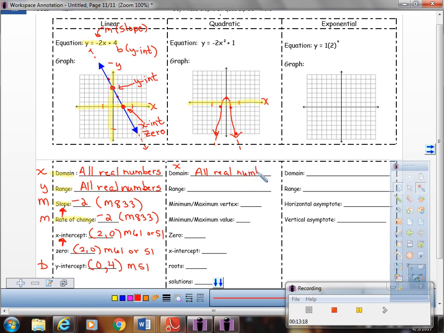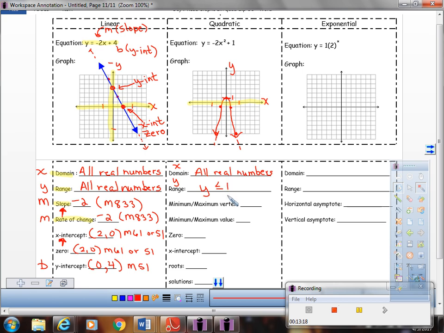Now, what about the range, though? Because on the linear, it was all real numbers for both, but look at the range. What's the lowest it goes, and what's the highest it goes? The lowest it goes, there's no limit, right? It's not going to stop here, it keeps going. But the highest it goes is right here. 1. So at 1. So how could we describe that? Like if I wanted to describe what y numbers I'm going to use, how would I make a little inequality? We just need the numbers less than 1 and equal to 1. That's it.